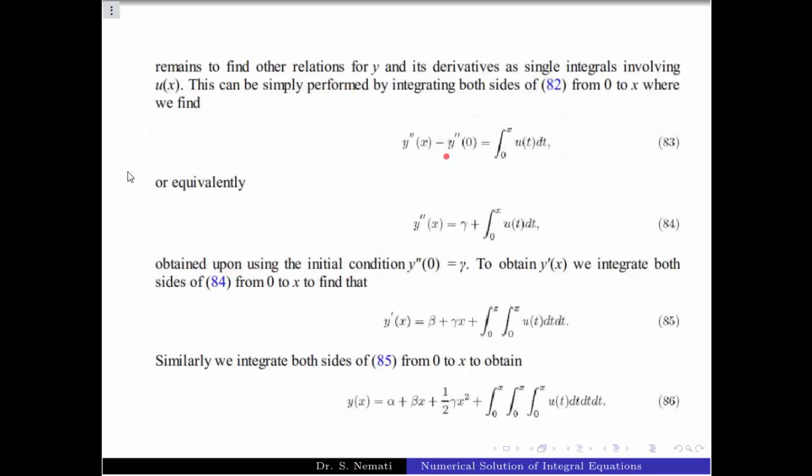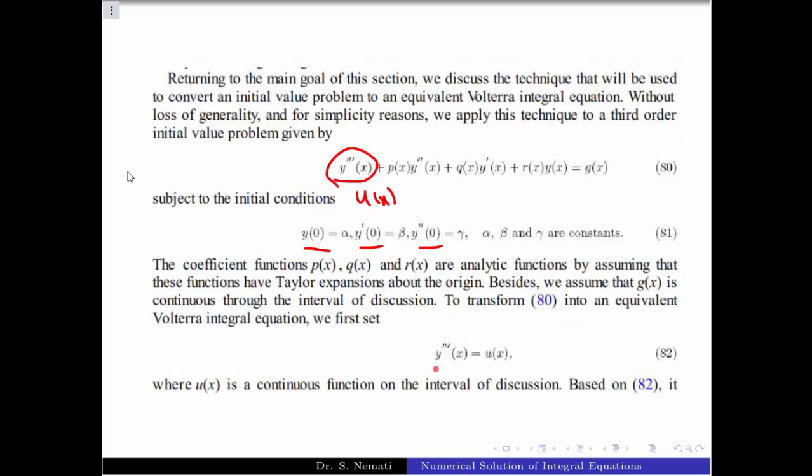So we have the second derivative of y of x minus the second derivative of y of 0, which is the integral of the left side here, the integral of this expression, equals the integral of this expression. So we have here the second derivative of y of x minus the second derivative of y of 0. With the right side, we have easily the integral of u.